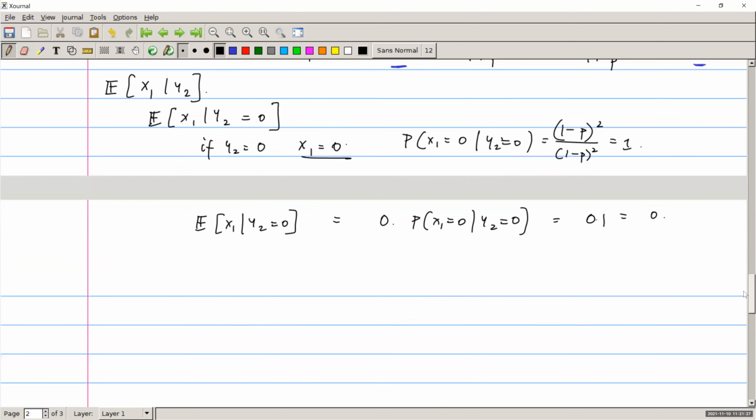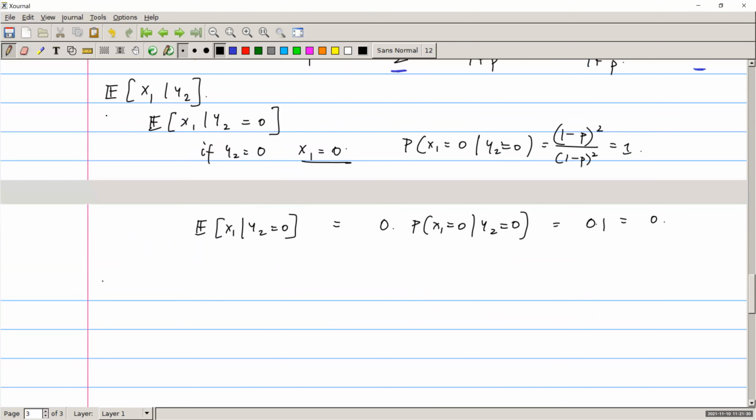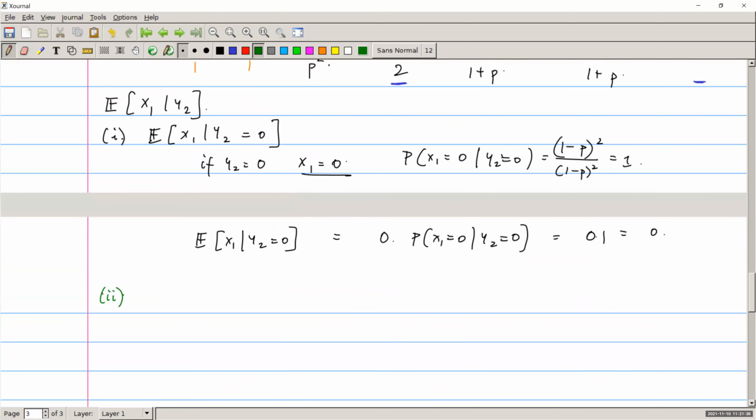So what about the expectation of x1? Okay, so what do we do next for, I think it was, the green number. What's the green number? This is the expectation of x1 given y2 equals 1. Right? So what is the expectation of x1 given y2 equals 1? If y2 equals 1, what are the values x1 can take? 0 or 1. Very good.